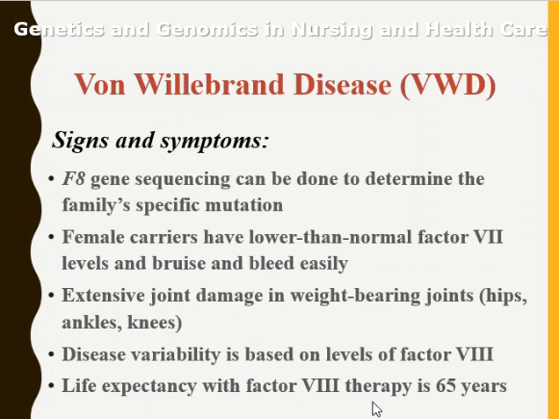There is extensive joint damage in weight-bearing joints, the hips, ankles, and knees. And then, as we mentioned, disease variability is based on what kind of levels of factor VIII they have, okay, because they work together with von Willebrand. And then life expectancy with factor VIII therapy is 65 years.